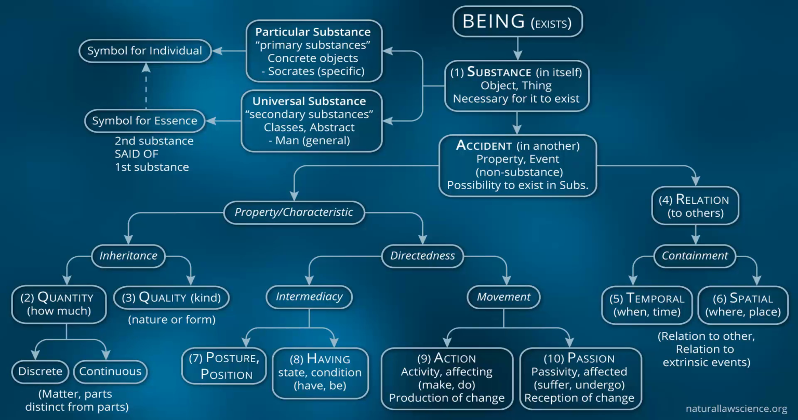Anyways, on the right we have relation to others. So something, substance, in relation to another. That has to do with containment, because if you're something that exists, you're contained in time and space. So you're in a when, a time, and you're in a where, a place. The thing has a relation to another, but it's an accidental relation, because you don't have to be. A cup can exist now, it can exist in the past, it can exist in the future.